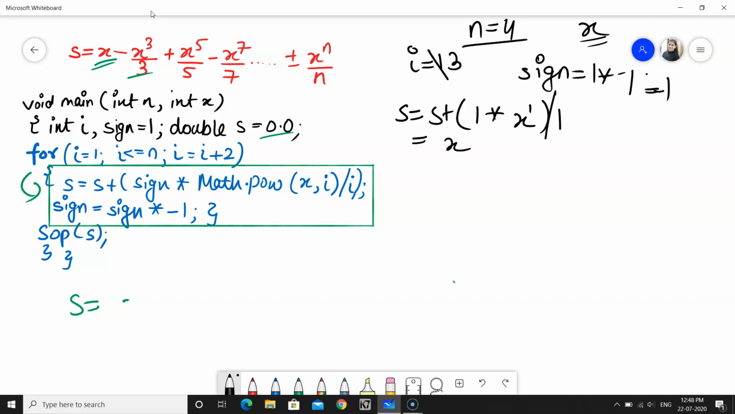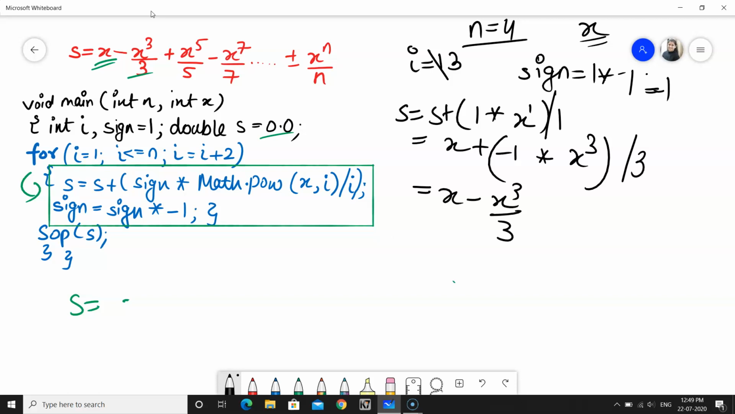It will come inside the loop again, it will be s plus sign. Now what is the value of sign? Minus 1. Minus 1 into Math.pow x raised to the power i. What is the value of i? 3. And the entire thing divided by 3. So it will be x minus x cube upon 3, and we got the second term.